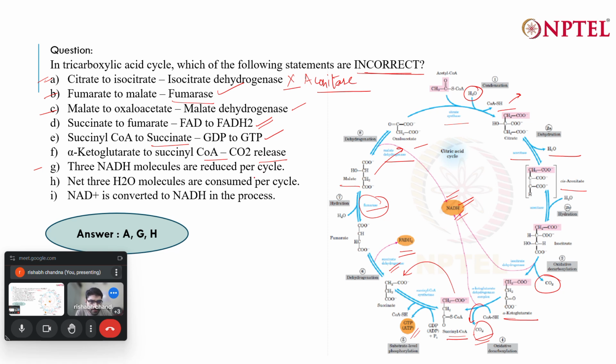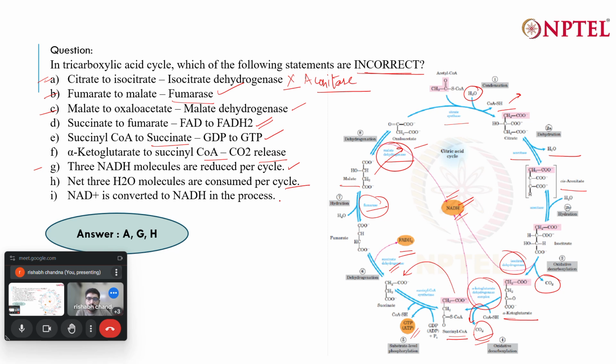Three NADH molecules. So one from here, and one from here. Okay. So yes, this is a correct answer. Then net three H2O molecules are consumed per cycle.